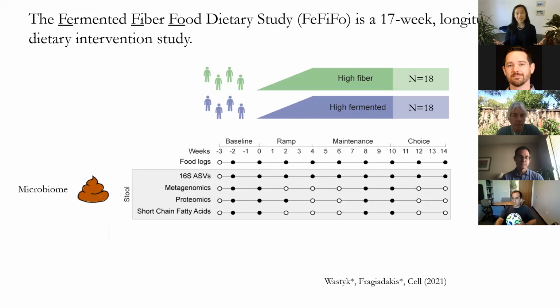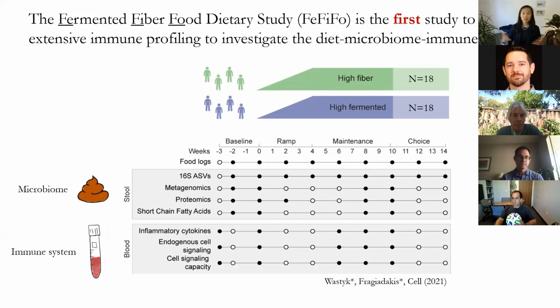Okay, so what makes this study so special is that other previous studies have shown dietary interventions affecting the microbiome. Maybe they'll do 1 or 2 measures of host health, but a lot of people didn't think it was possible to change your immune status with a simple dietary change. So what makes this study so special and so landmark in the field is it's the very first to implement extensive immune profiling in order to investigate the diet-microbiome axis.